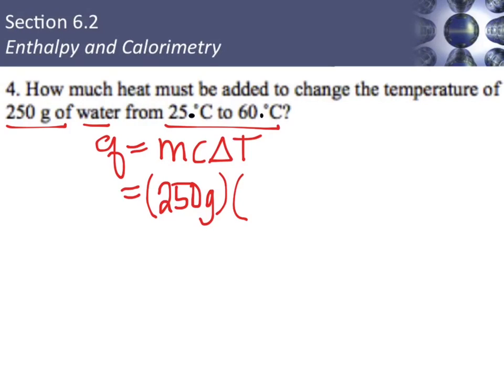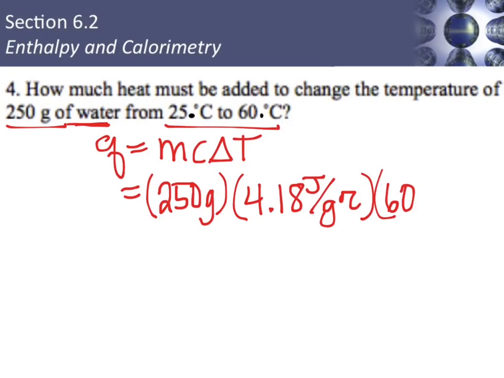What is our C? Well, this is water, so the C of water is 4.18 joules per gram degrees Celsius, and that is on your AP sheet. And our change in temperature is from 25 to 60, so 60 minus 25. So punch that in your calculator and tell me what your Q is.